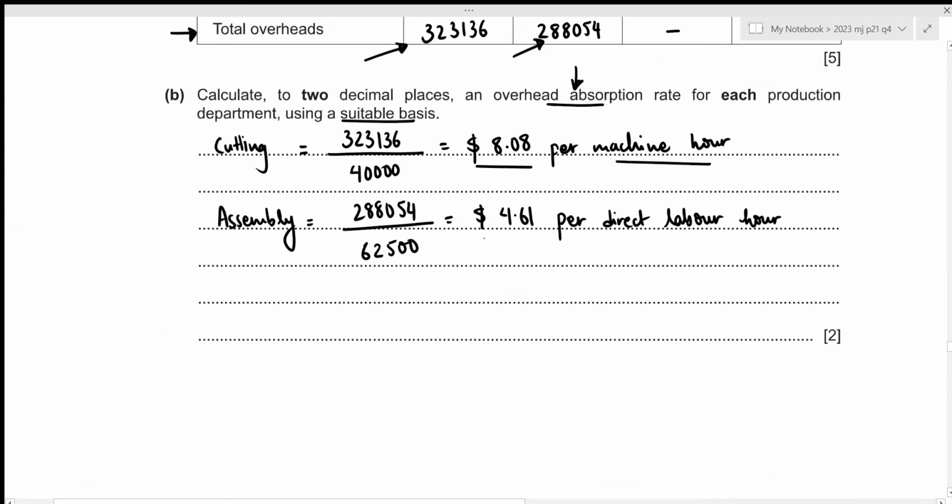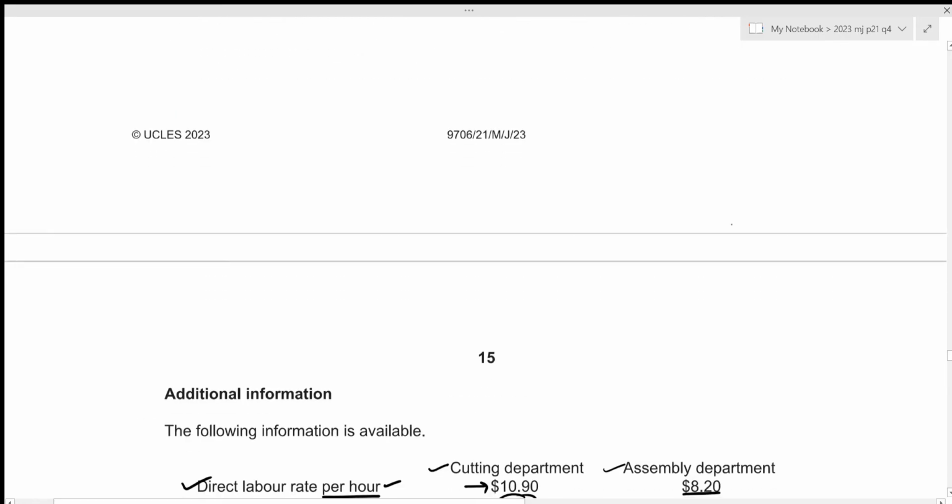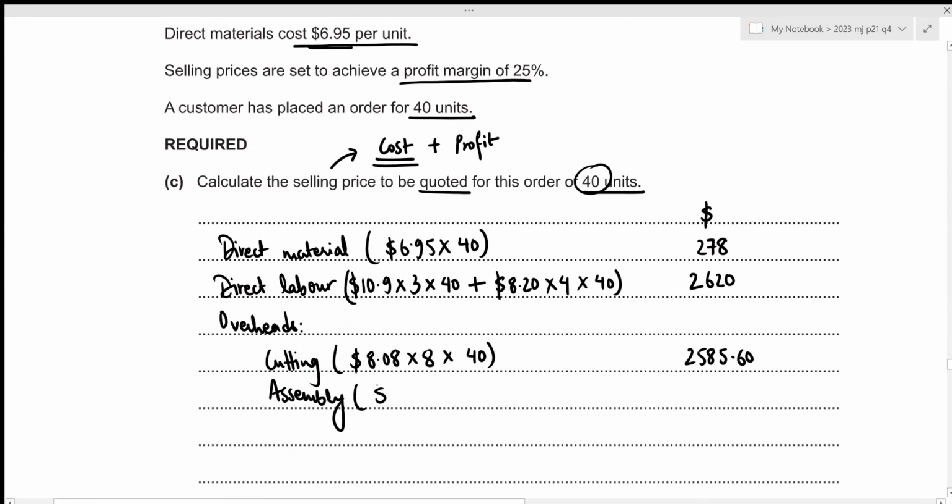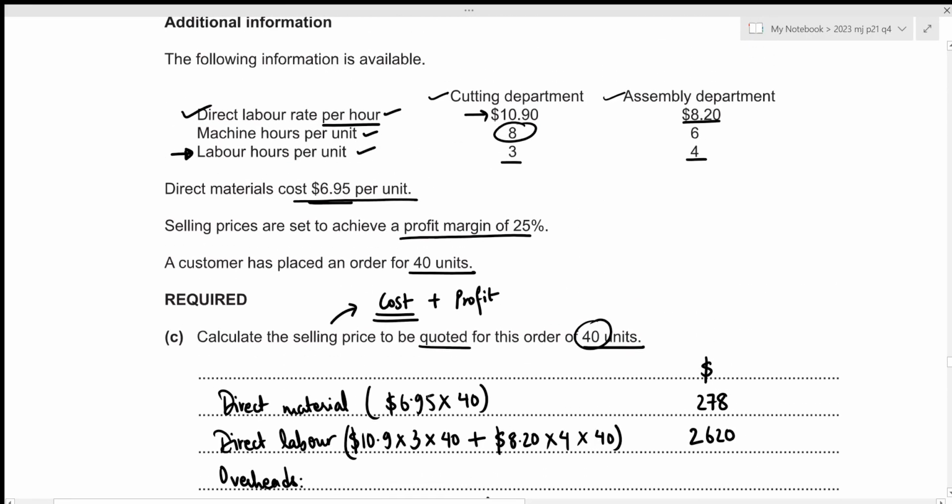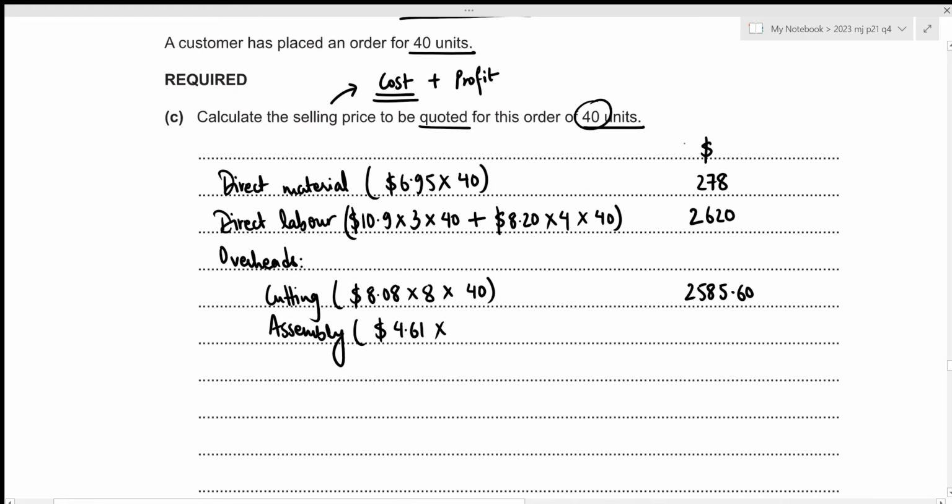The overhead absorption rate, we calculated it to be 4.61 and the basis was direct labor hour. So the rate was 4.61. And since the basis was direct labor hour, we just need to multiply it by the labor hours per unit, which is going to be 4. And this will give our overhead per unit. Now, in order to figure out the total overhead, we still need to multiply it by the total number of units. And this gives the total overhead for assembly department to have the value of 737.6.